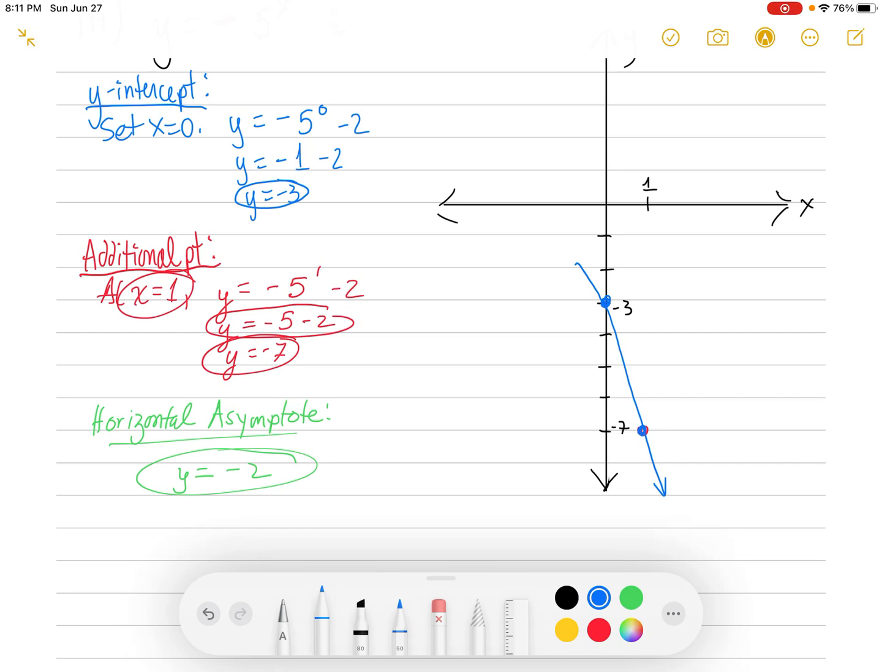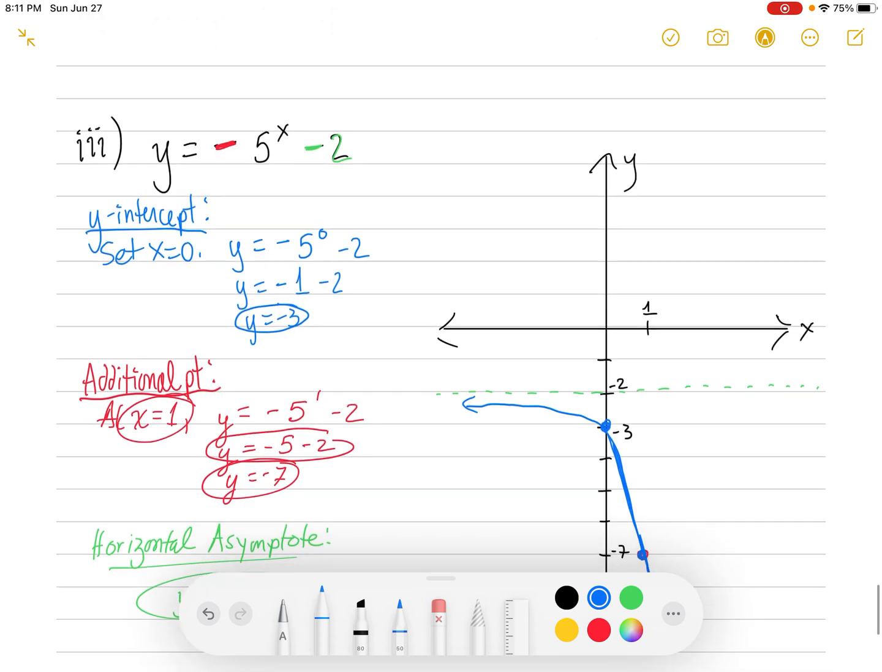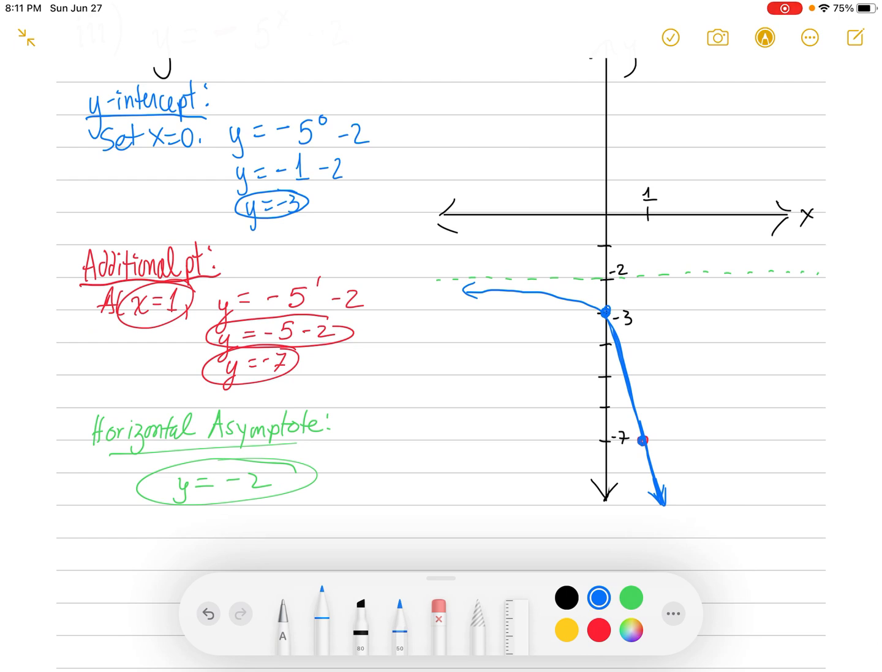So actually we're going to be connecting these, and as we move to the right, this is going off to negative infinity. As we move to the left, this should be approaching our horizontal asymptote. Where's our horizontal asymptote? Right here, right at negative 2. It's going to approach that. It was a very sharp change. All right, so it's reflected about the x-axis and shifted down 2 basically.